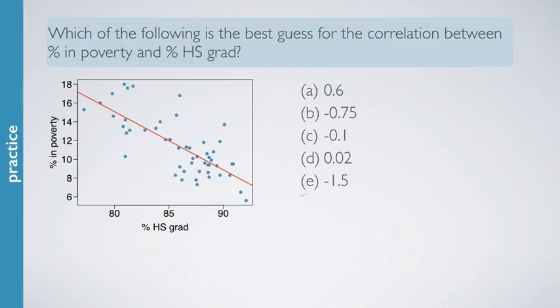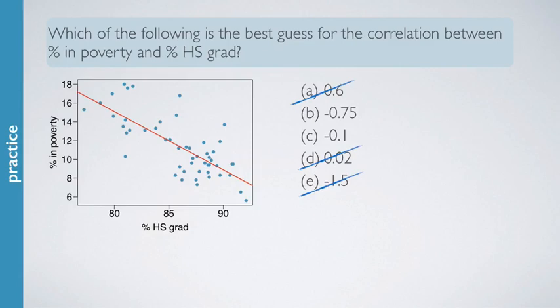First off, we can get rid of 1.5 or negative 1.5 right off the bat, because we know that the correlation coefficient can only be between negative 1 and positive 1. We also see that the relationship between these two variables is negative. Therefore, any positive correlation coefficient does not make sense here. So next we need to choose between negative 0.75 and negative 0.1.